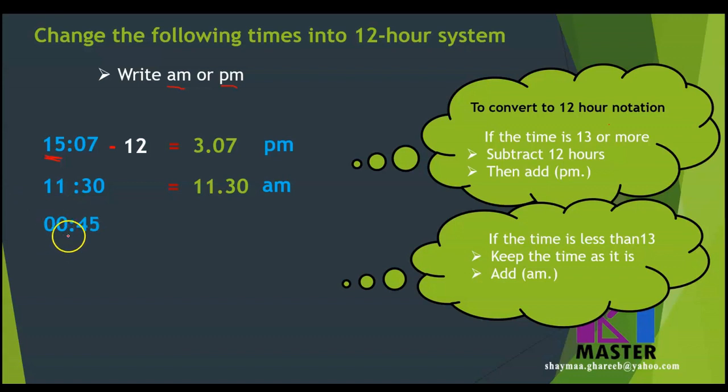What about this time? 00:45. What do you think? The number of hours is 00. What time is it? It's midnight. So it means 45 minutes after midnight. It's not 1 a.m. yet, or 1 o'clock yet. So how to write it? Is it in the AM or PM? It's AM. In the 12-hour system, it will be 12:45 AM. Is this clear?